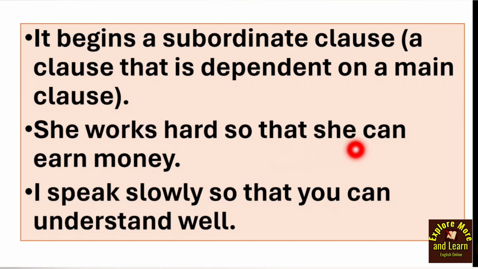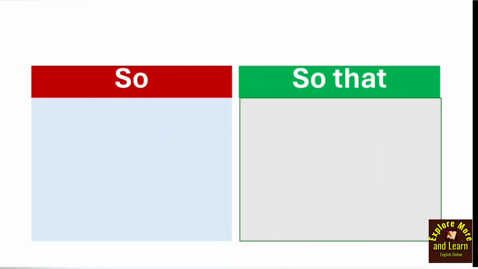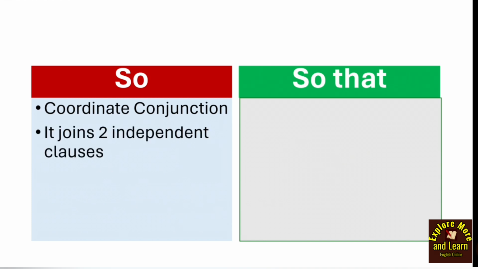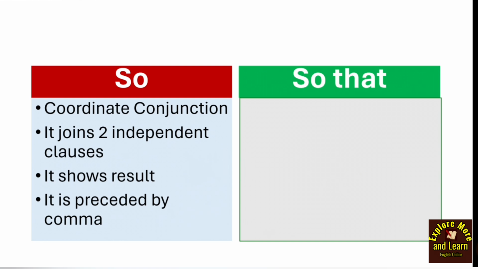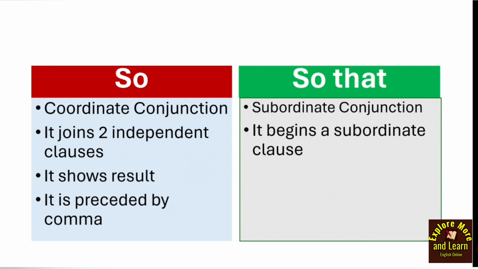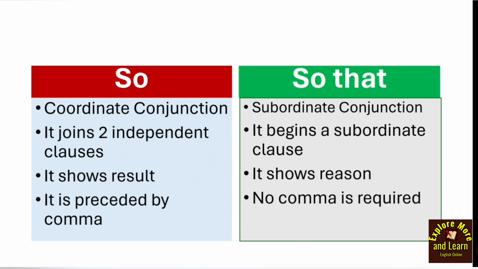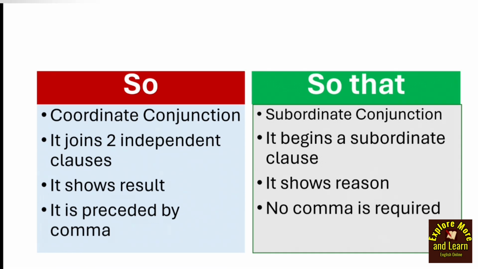These are the differences between these two conjunctions. But again, in short, I'll tell you the difference between so and so that. So is a coordinating conjunction. It joins two independent clauses. Okay, so no clause is dependent on any other clause. And it shows the result, and it is preceded by a comma. Remember it. And so that is a subordinate conjunction. It begins a subordinate clause. It shows the reason and no comma is required here. Did you get it? I hope you have understood all the differences between so and so that.